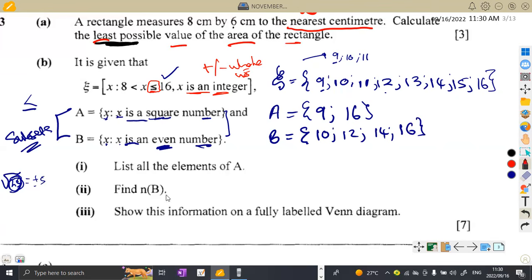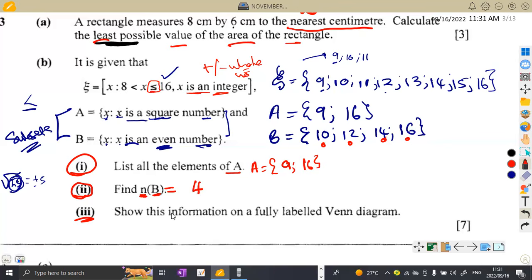Okay, so let us attempt the first question. Item 1: list all the elements of A. Here we have already listed our A. We said it's 9 and 16. Then item 2: the number of elements in B. Already our B is here, but how many elements are there? 1, 2, 3, 4. The question is how many elements? That is the number of elements in B. So there are 4 elements.